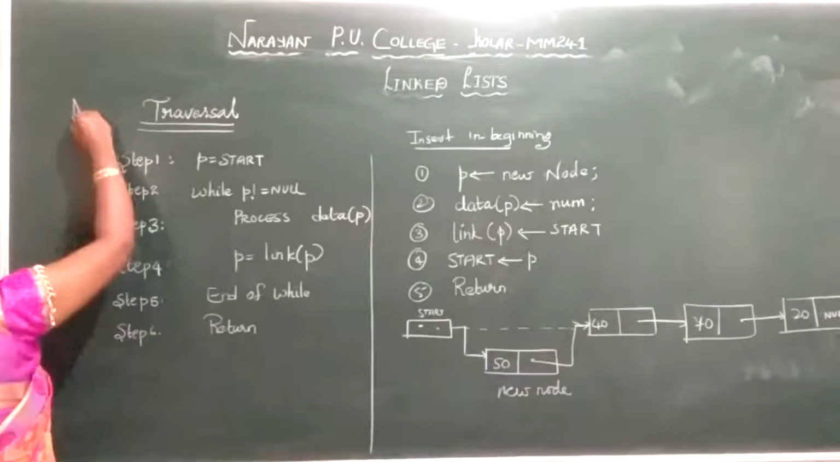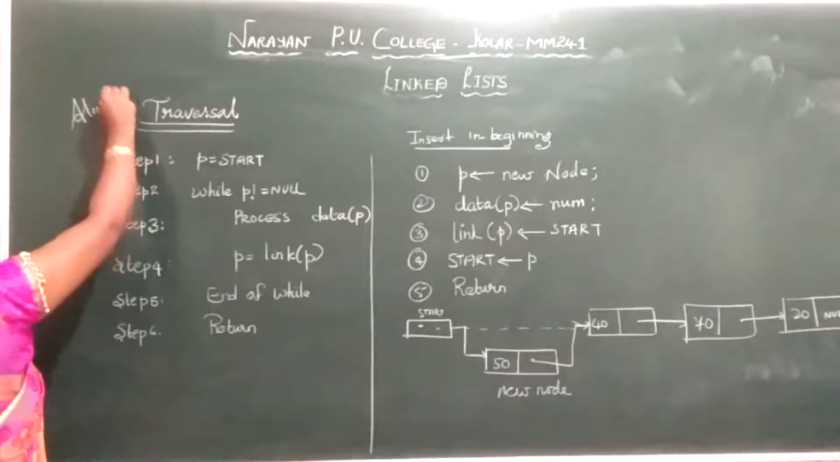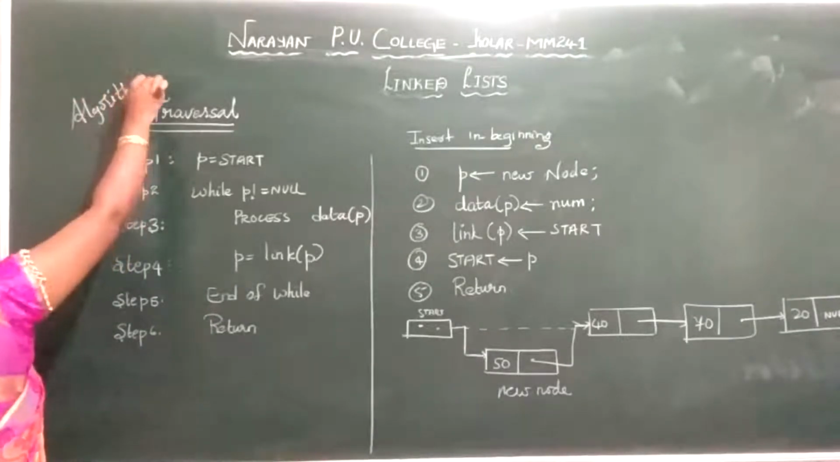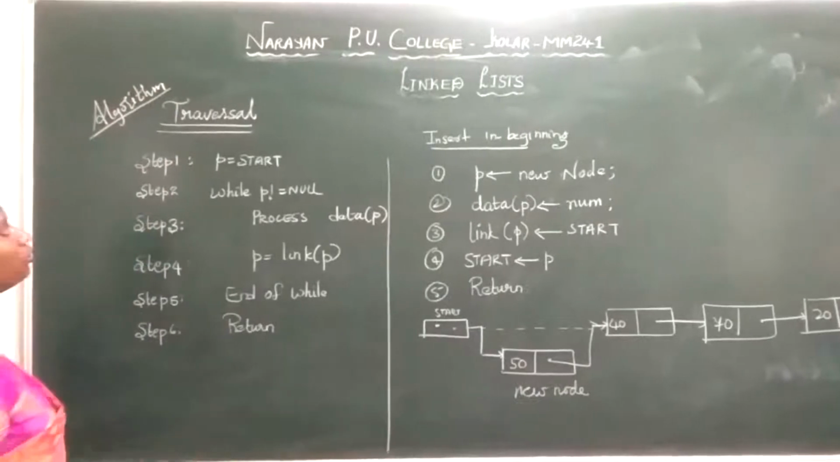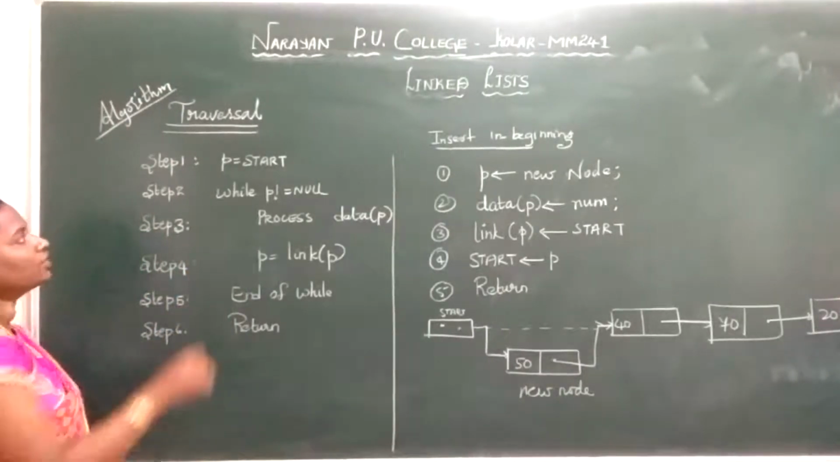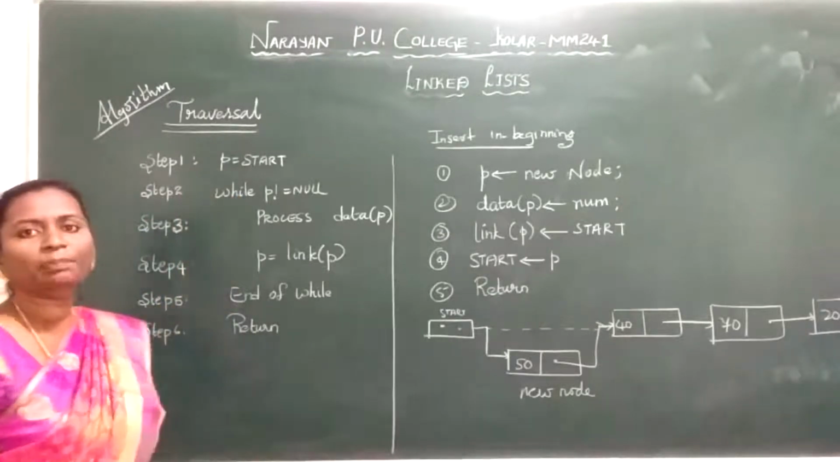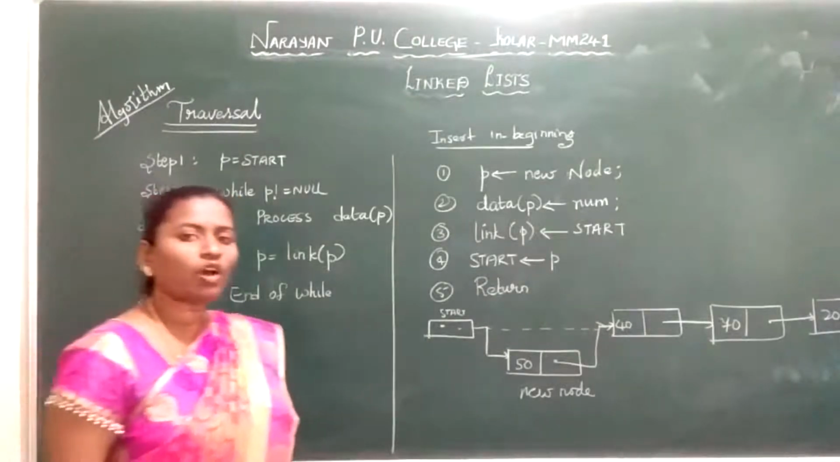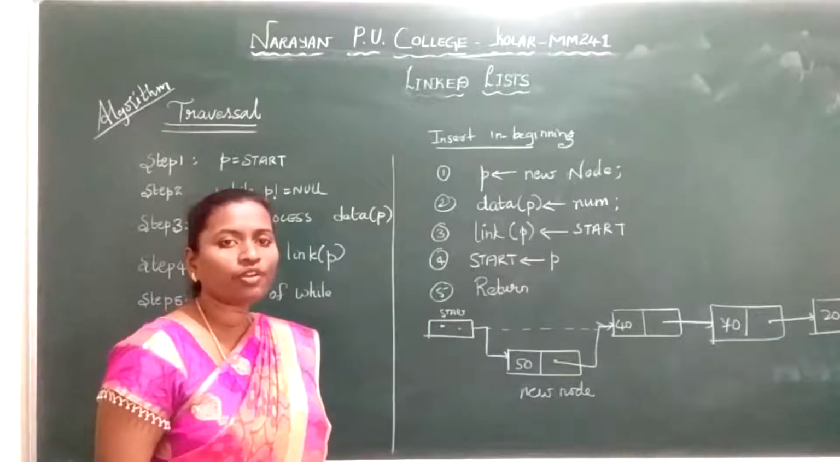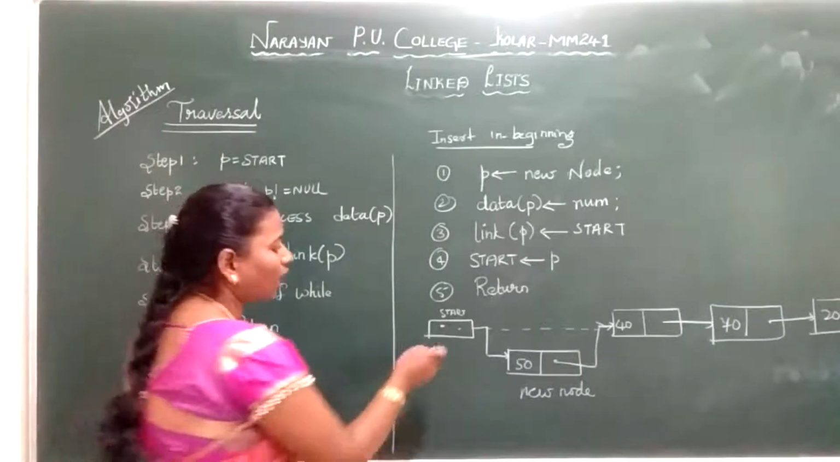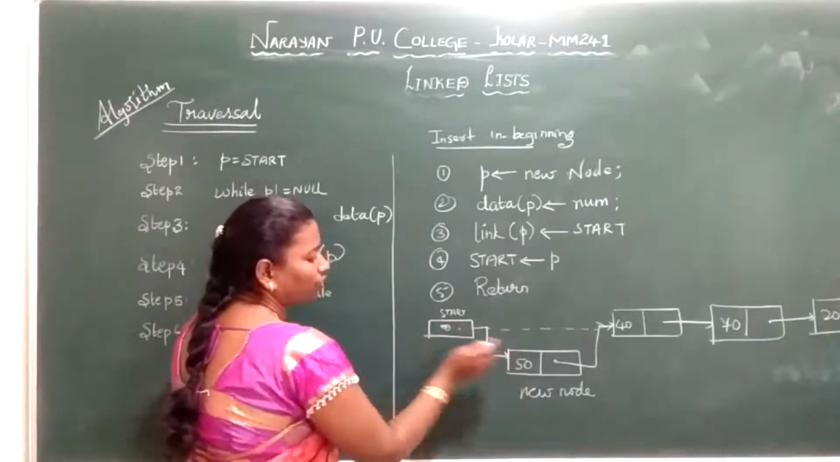This is an algorithm for traversing a linear linked list. Algorithm for traversal of your linked list. Now, step 1 to step 6. In step 1, I am giving P = start. Start will always have the address of your first node. I repeat, start will always have the address of your first node.